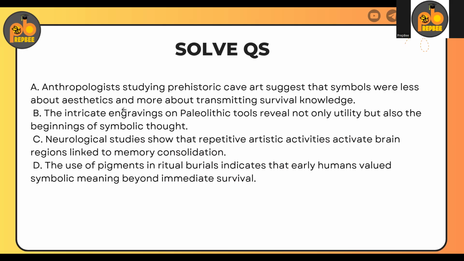So A, B, D, they talk about symbolic thoughts. They talk about prehistoric humans. They talk about art, tools, rituals, right? But C talks about modern neurological studies on the brain. It feels like a different time frame, a different domain. It shifts to neuroscience today instead of prehistoric evidence. So the time frame is different, the domain is different, and hence C is your odd one out. This is how you pick.